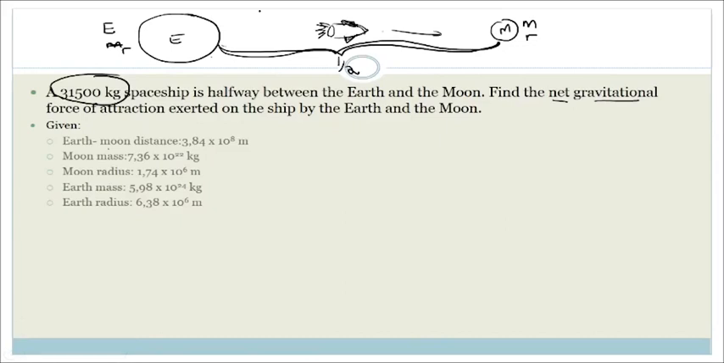Sorry, I'm just busy correcting that. That's going to be that way. So the first one we're going to work out is the force of the Earth on the spaceship. Then there's the force of the moon on the spaceship. And again, we need to choose a direction as positive or negative. So I'm just going to choose right as positive. Okay, so let us do that now.